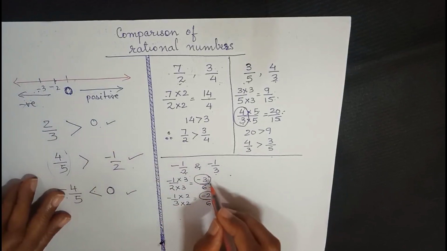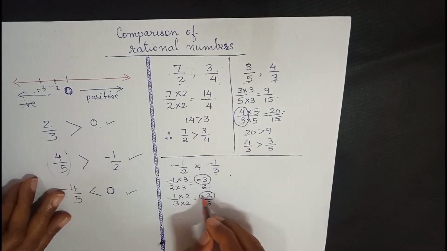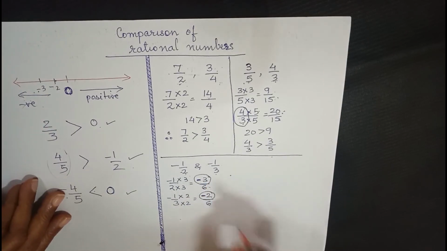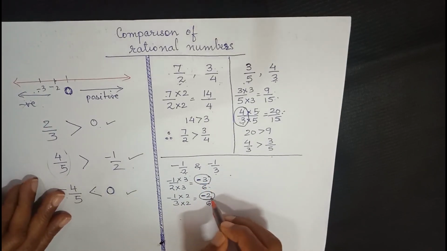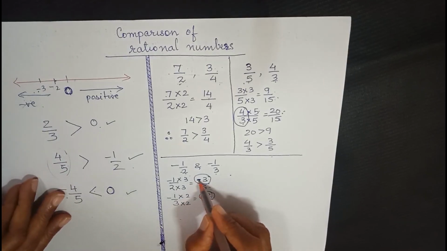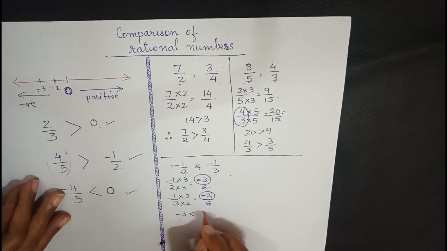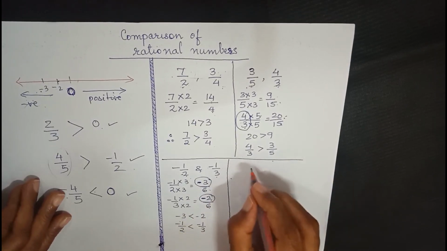Or in other words, when a negative sign is present in front of a number, bigger the number, it will be smaller, bigger the digit. So you can see 3 is a bigger digit than 2, but as it has a negative sign, it becomes smaller. That means minus 3 is smaller than minus 2. So this number is greater. That means what we can say is minus 1 upon 2 is smaller than minus 1 upon 3. Right? Let's take one more example with a negative one.